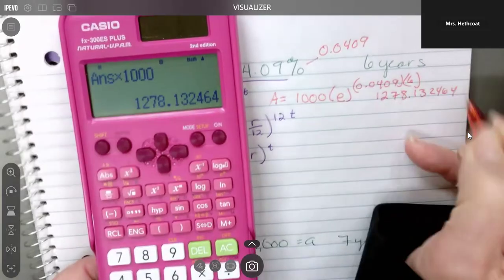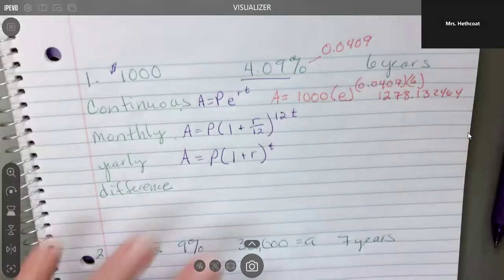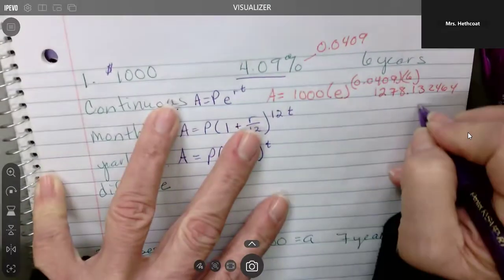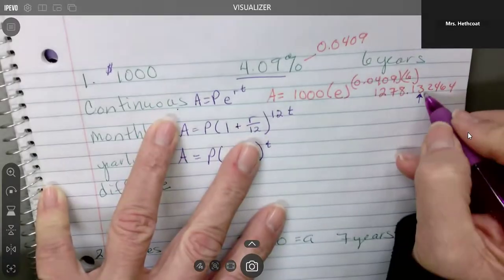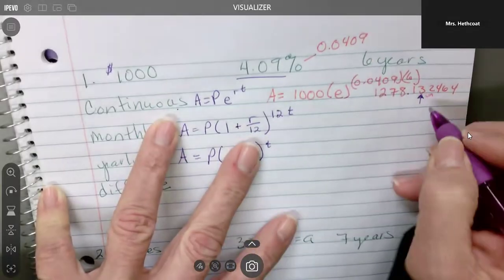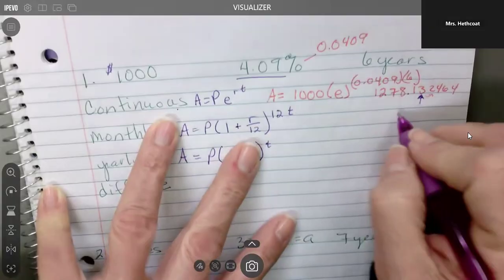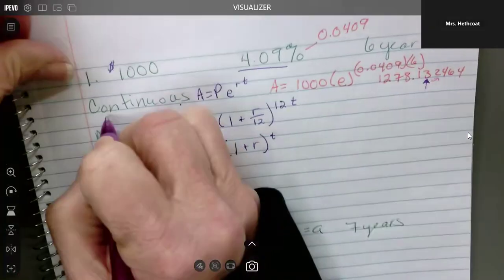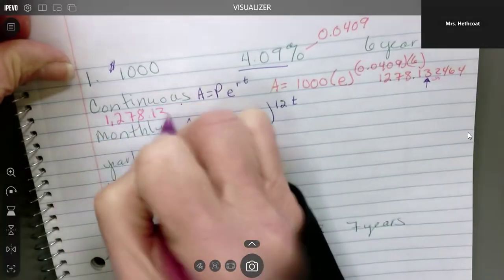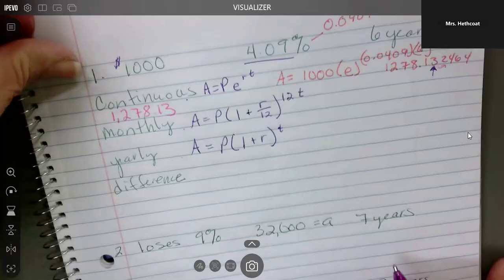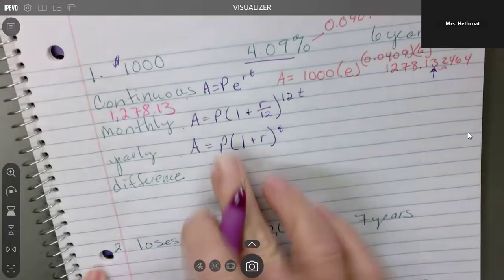That equals 1278.132464. This is money, so I am going to round to the hundredths place, or the pennies. I look to the right. 2 does not change my 3, so the answer for continuous is $1,278.13. And now we're going to do it again for monthly.